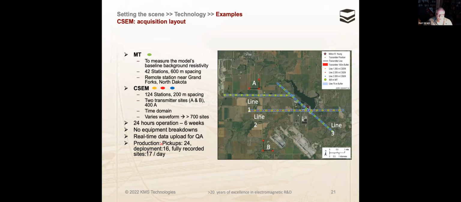The production was, you could pick up 24 sites in one day and deploy 16, and you could fully record 17. This of course varies, because we had to give a green light from the quality assurance before they could pick up the receiver sites.